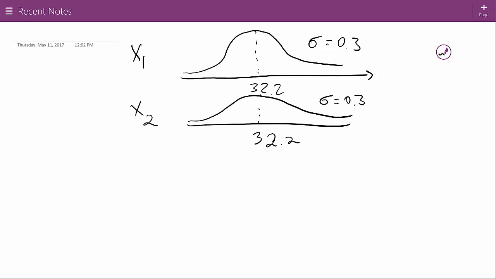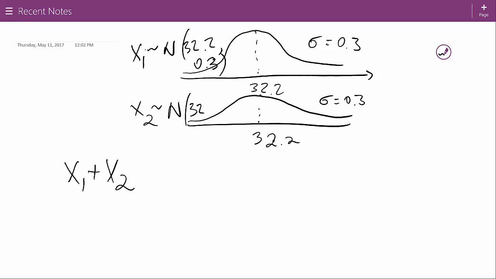Now, if I add what's inside bottle number 1 and what's inside bottle number 2, that is also a random variable, right? Because both of them are random variables. Therefore it has its own distribution, its own mean and its own standard deviation, right? That is called convolution of distributions. If you add two distributions together, you're getting a new distribution, which is a convolution of distribution 1 and distribution 2. The first one is normal with 32.2 and 0.3 standard deviation. The second one comes from normal with 32.2 and 0.3 as the standard deviation.